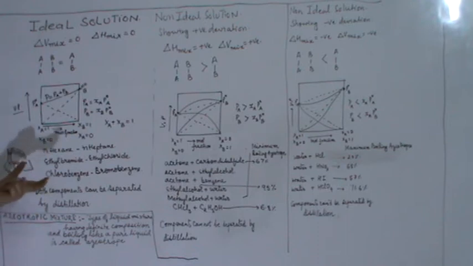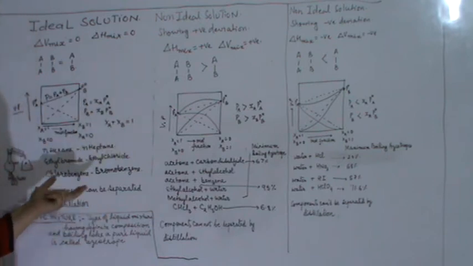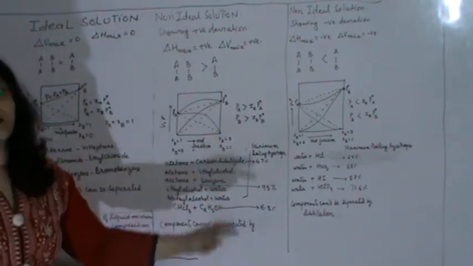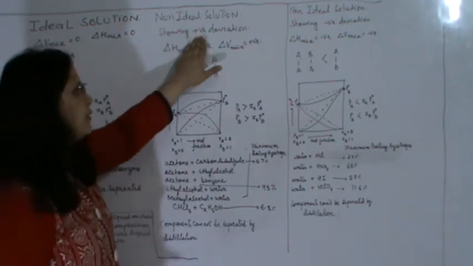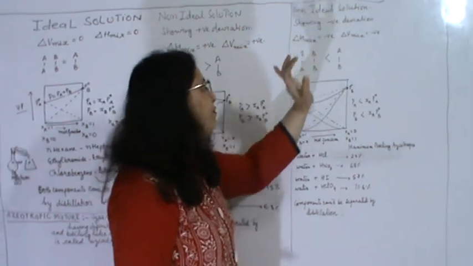So what is special about ideal solutions? In case of ideal solutions, both the components can be separated with the help of distillation. Then we have non-ideal solutions. Non-ideal solutions are the solutions which do not obey Raoult's law. They deviate in two ways. They show two types of deviation: one are the solutions showing positive deviation, and the other are the solutions showing negative deviation.